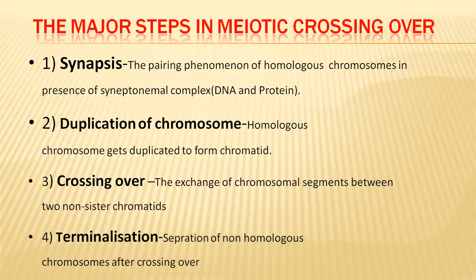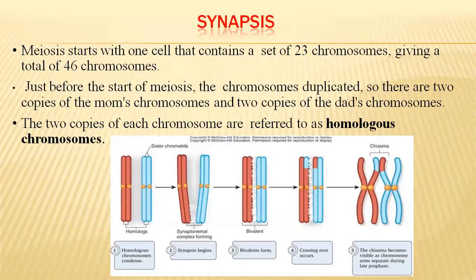After this, the separated chromosomes will have two chromatids that have recombinations. The first stage is synapsis. Synapsis starts when the cell enters into prophase 1. So in prophase 1, what will happen? The two chromosomes of the pair, one usually from the mother and the other from the father, start coming together. This process of coming together is called synapsis.